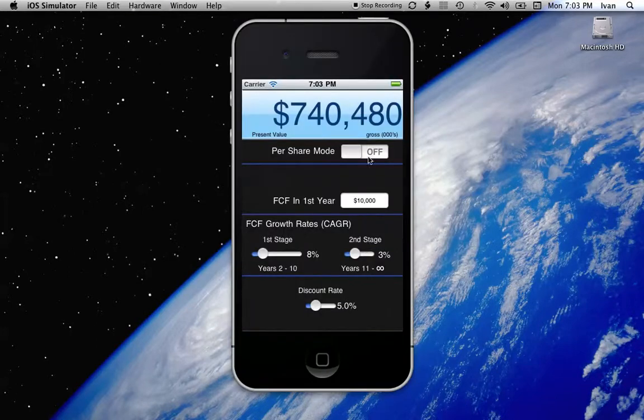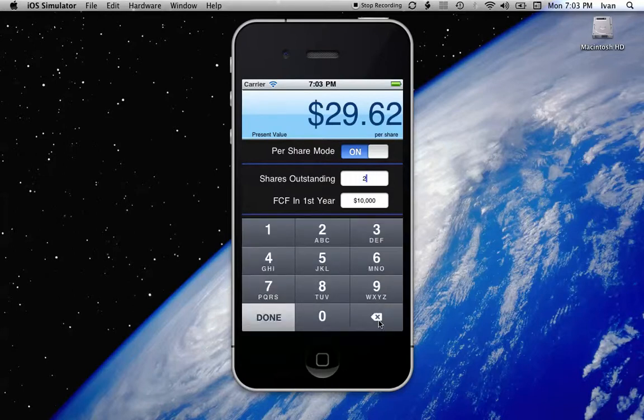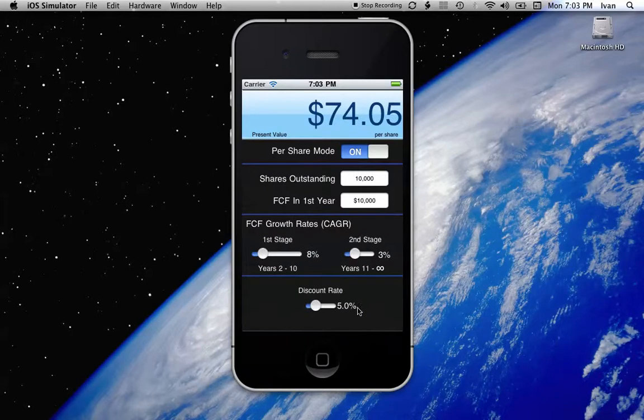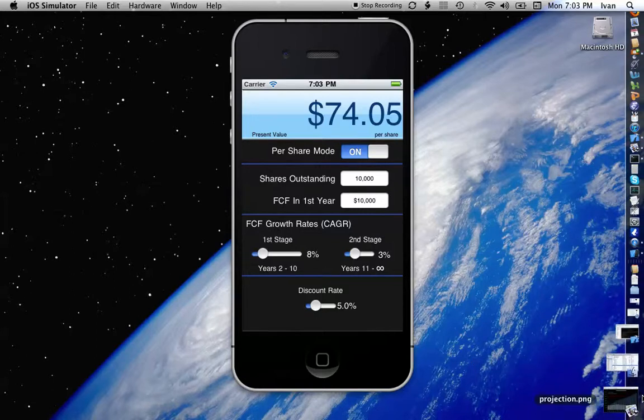Going back to our home screen, the calculator also has a per share mode. So if I turn that on, I get another little field I can enter the number of shares in. And so let's say that there are 10,000 outstanding shares in this, let's say it's a company, then I get a value of $74 per share. Okay, so that's the fractional part value of the company in terms of a per share value. So nice little feature.